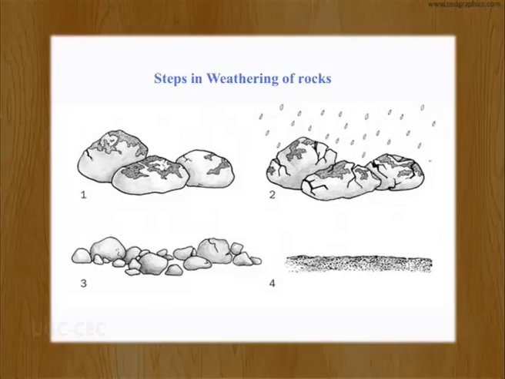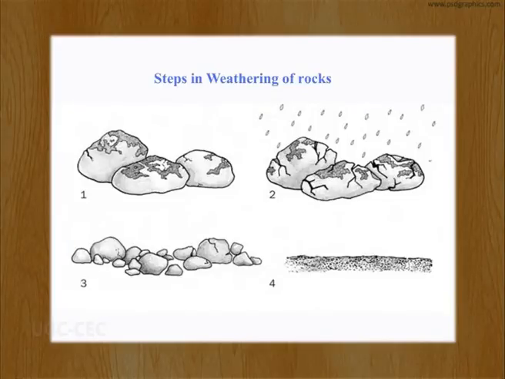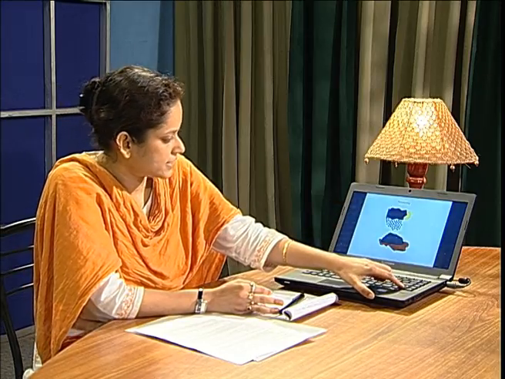rocks. So here we can see that the presence of high rainfall along with sunlight is helping in the disintegration of larger rocks. The larger rocks are getting disassembled into smaller fine pieces, and these smaller fine pieces as a result are giving rise to soil. So this is the way weathering takes place.